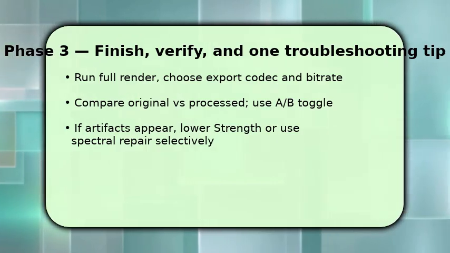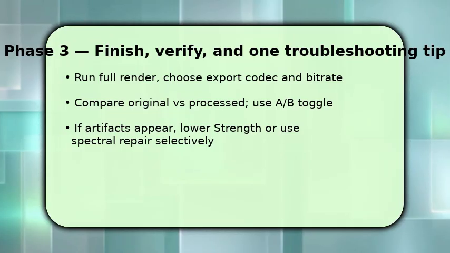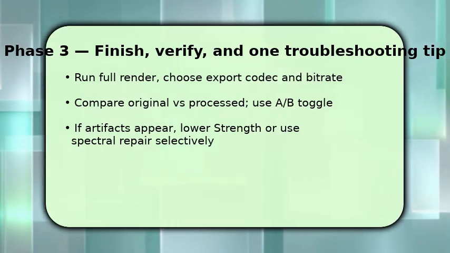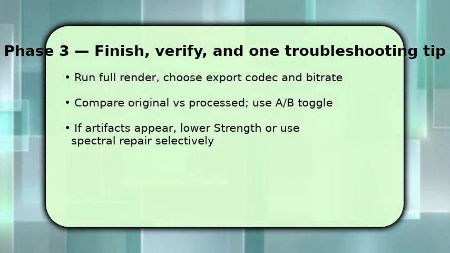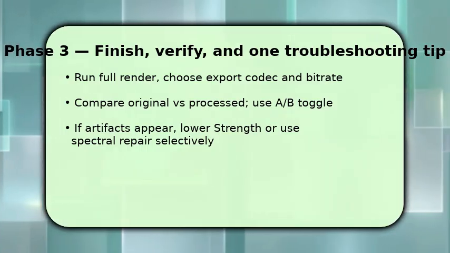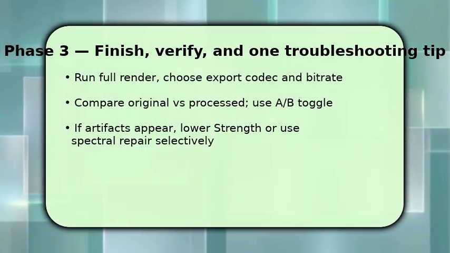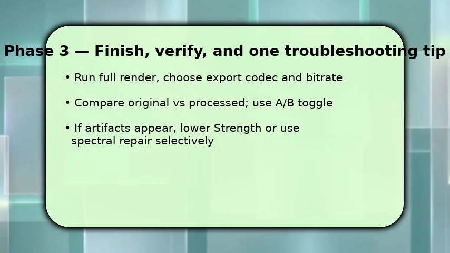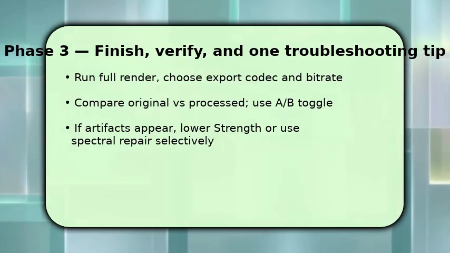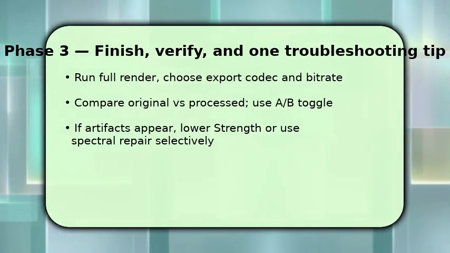If you spot artifacts, metallic or underwater sounds, reduce strength slightly and rerun, or apply spectral repair only to affected bands. One key troubleshooting tip: if hum or tone persists, notch out the exact frequency using a narrow filter instead of cranking global reduction. That targets it.